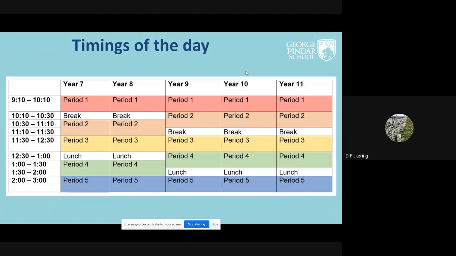And then after that lesson, year 7 and 8 go to lunch, and year 9, 10 and 11 go to period 4. At 1 o'clock, year 7 and 8 go to period 4. And at 1:30, year 9, 10 and 11 go to lunch. And then we all start period 5 at 2 o'clock. So what I'd really like you to try this week is sticking to the timings of the day.